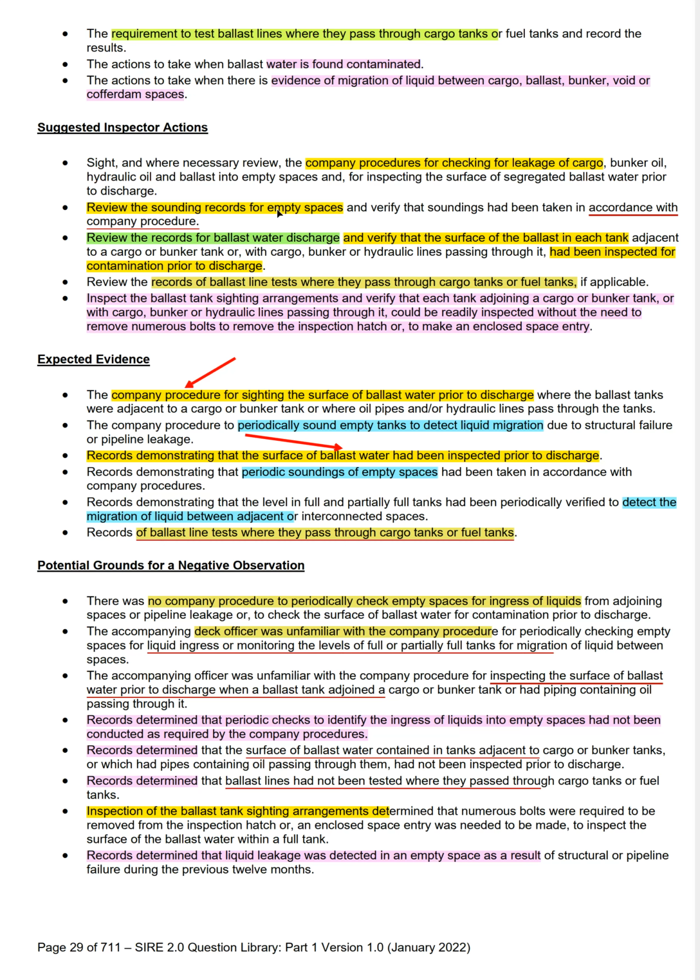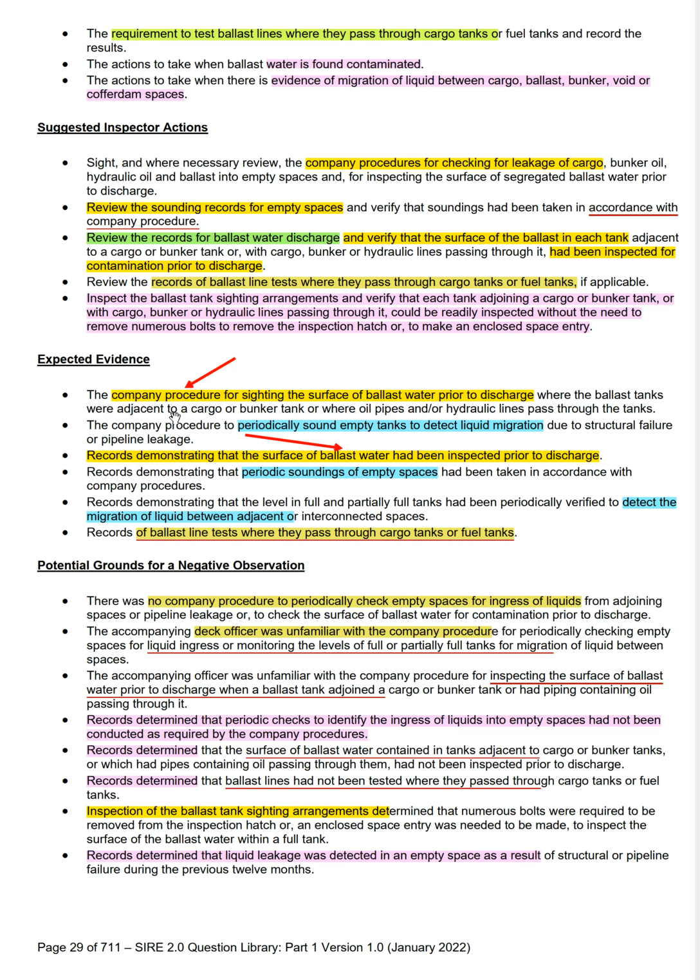And review the latest sounding record of empty spaces and verify that the soundings have been taken in accordance with the company's procedure. Review the latest record of ballast water discharge and whether the surface of the ballast tank has been inspected prior to discharging. It also states what the company procedures are if it is contaminated. Review the record of ballast lines test, whether they are passing through the cargo tanks or fuel. And now the inspector will cite the ballast tank sighting arrangement and verify that each tank adjoining the cargo or bunker tank can be readily inspected without the need of removing numerous nuts and bolts. It should be easily opened and closed. So these are all the suggested inspector's actions.